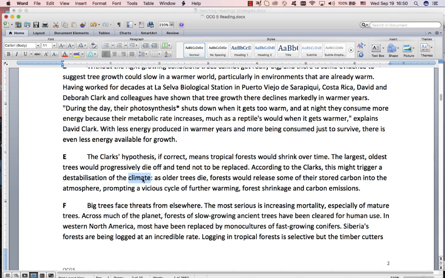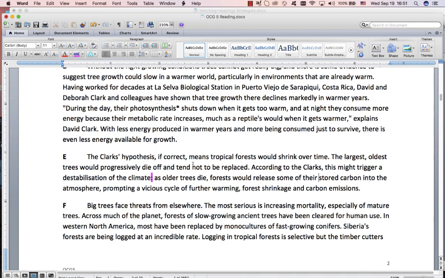That's interesting. Remember, environment, climate. As older trees die, forests release their carbon into the atmosphere, a vicious cycle of warming, forest shrinkage, carbon emissions. Always, when you see carbon emissions, they're talking about the environment because it's such a big topic in the world with global warming and carbon emissions and greenhouse effect and all of that. Please notice that little colon. I'm going to make it bright pink. There's usually important information before and after the colon. So here it's really about climate change, carbon emissions.